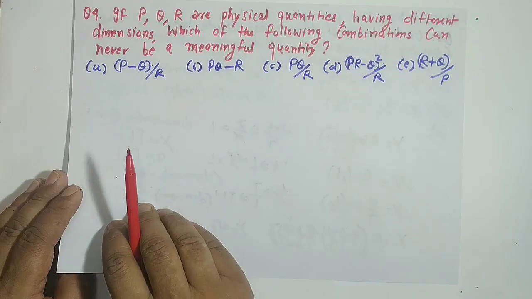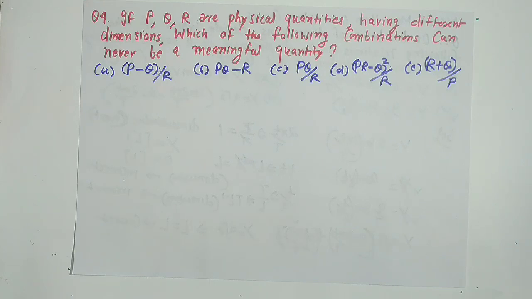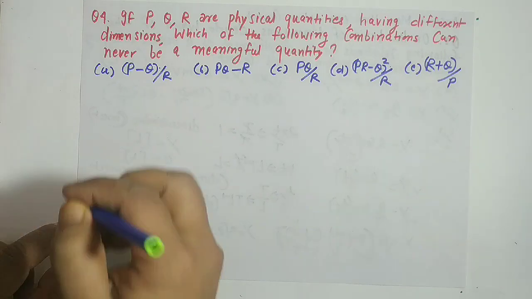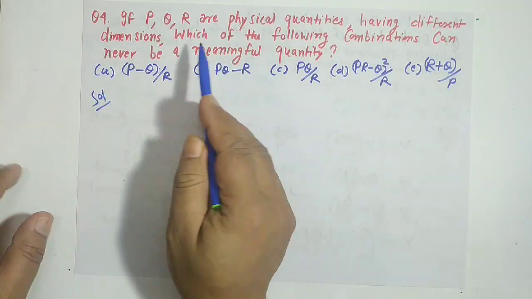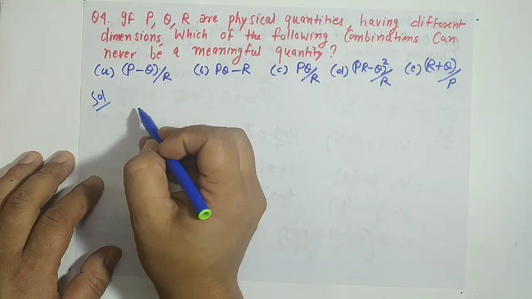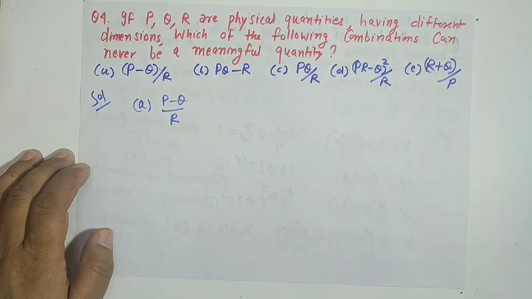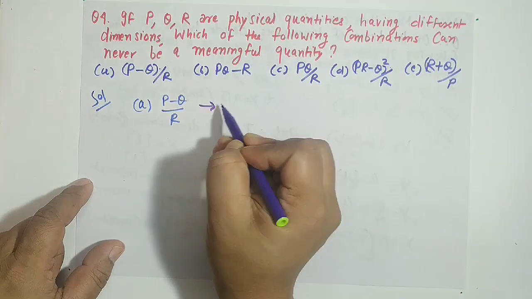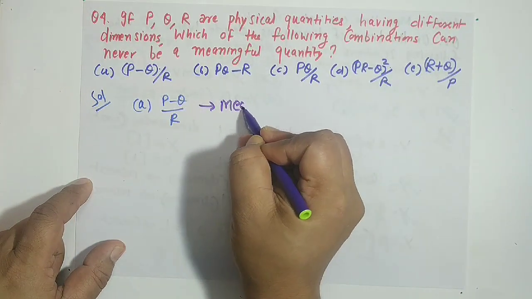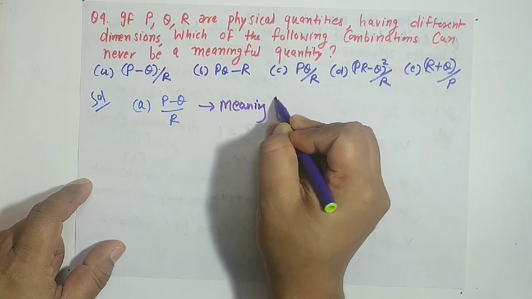Now come to question number 4. Question number 4 is what? P, Q, R are physical quantities having different dimensions. Which of the following combinations can never be a meaningful quantity? Now P and Q are physical quantities with different dimensions. So is the first one, P minus Q by R, possible? It can never be meaningful. Can anyone tell me why? Because P minus Q has unlike dimensions, they can't be subtracted. So it is not meaningful.